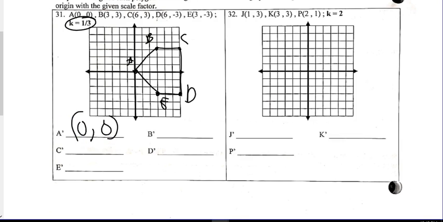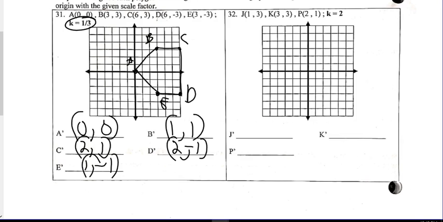All right? B, 3 divided by 3 is 1, so 1 comma 1. C, 6 divided by 3 is 2, so 2 comma 1. D prime, 6 divided by 3 is 2. Negative 3 divided by 3 is 1. And then 3, negative 3 is going to be 1, negative 1.